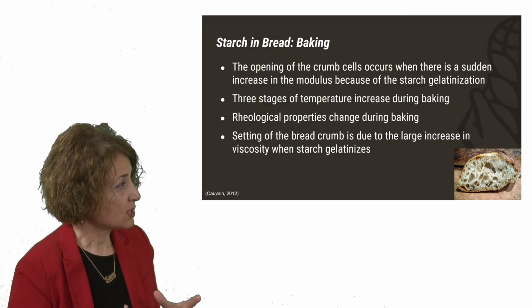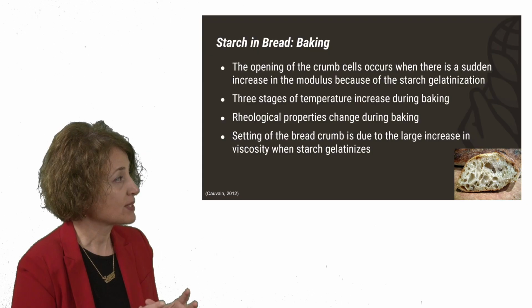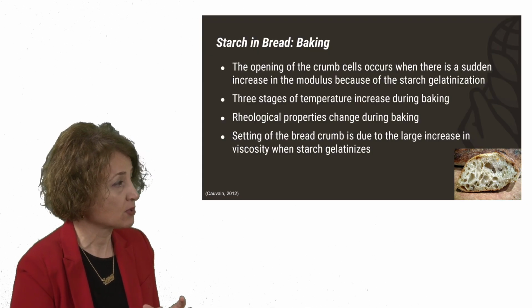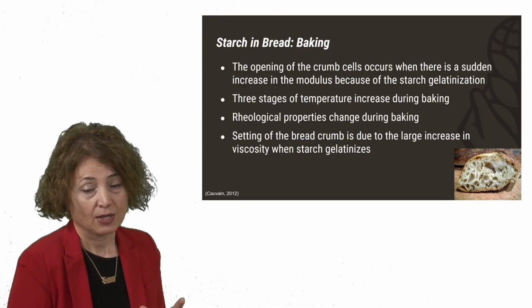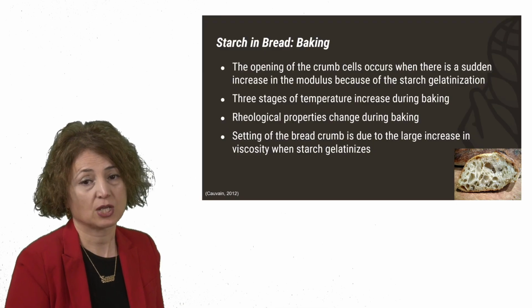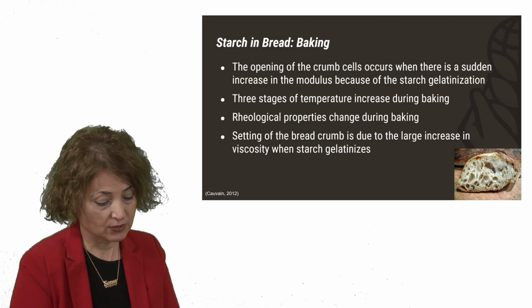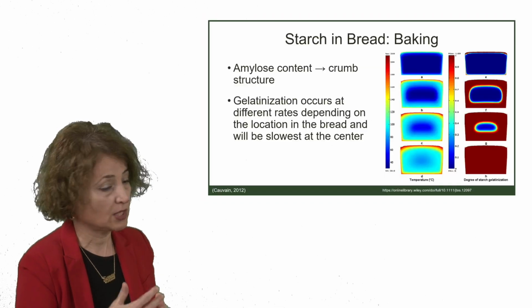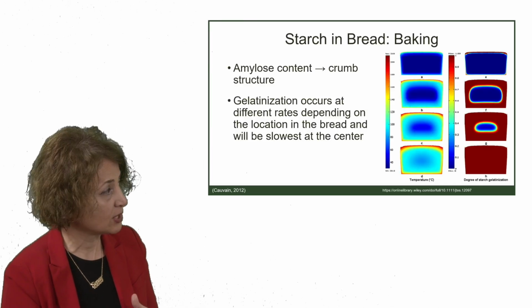And then also, starch in baking: the opening of the crumb cells occurs when there is a sudden increase in the modulus because of starch gelatinization. This is what we have in the baking process, and three stages of temperature increase during baking. Then we see changes in the rheology, and also changes in the internal bread. And then we can actually monitor that with the temperature and degree of starch gelatinization.